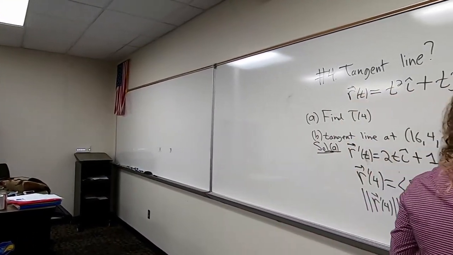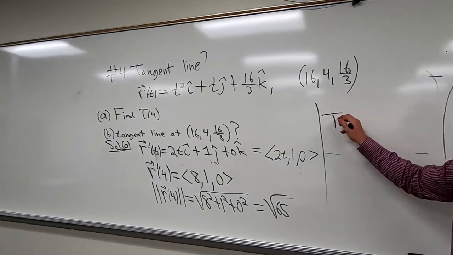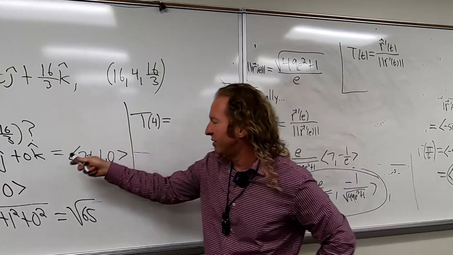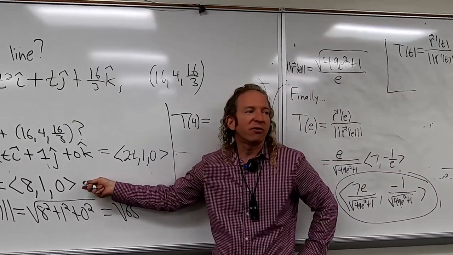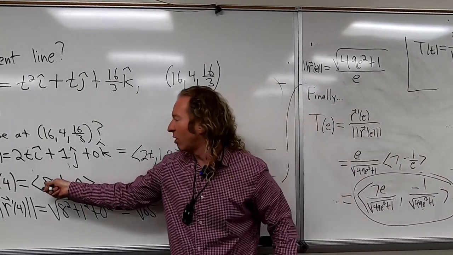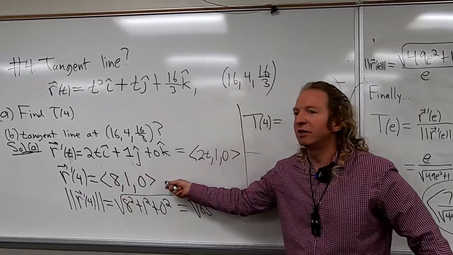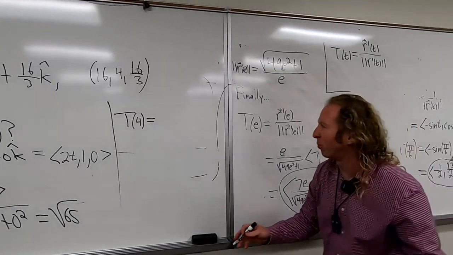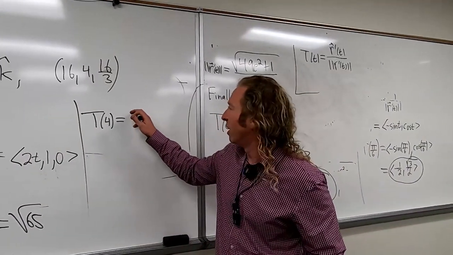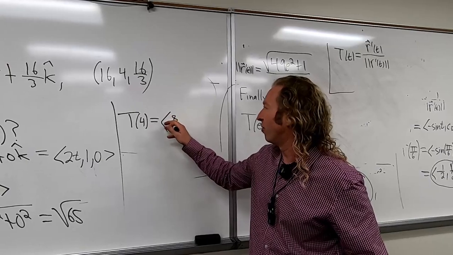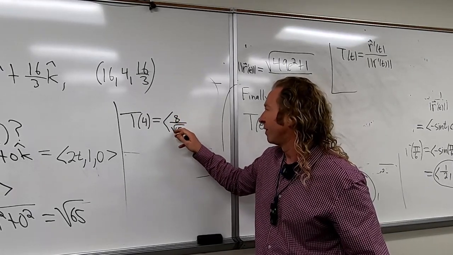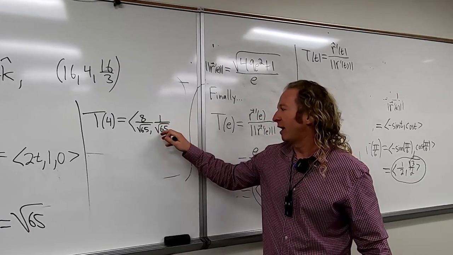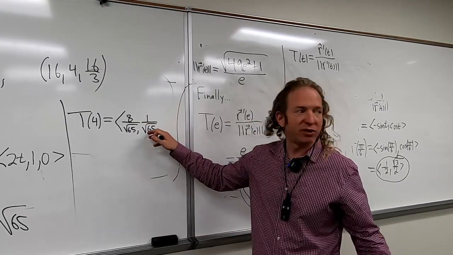Now we can form T. So the unit tangent vector at 4 is basically going to be this. We're going to take each of these components, and what are we going to divide each of these by in this case? Square root of 65. Good. That means you get it. Super important. So this is going to be 8 over square root 65, and then 1 over square root 65. And then the last one is just 0.